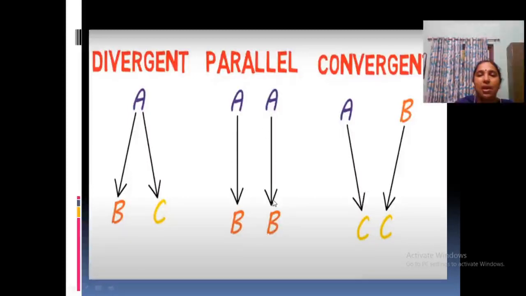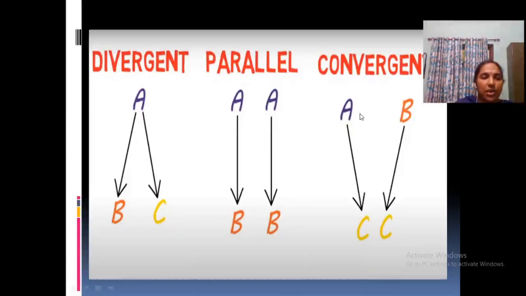But this is the parallel condition. What happens here is actually two species are there but with a common ancestor. Ancestor is common but they evolve differently, independently. Common ancestor evolved independently. Clear? Common ancestor but different species.